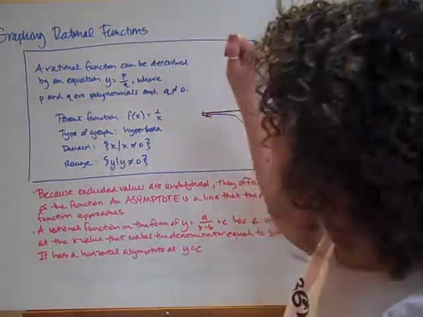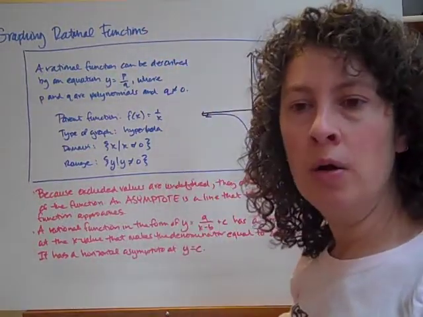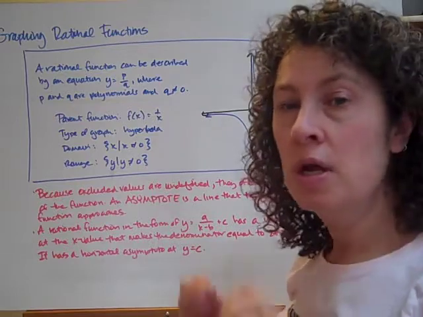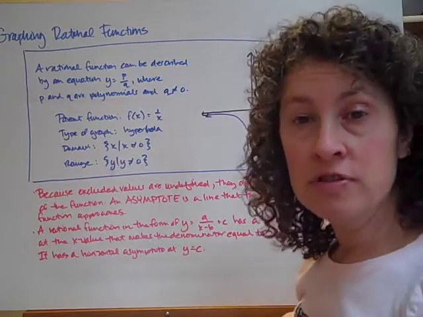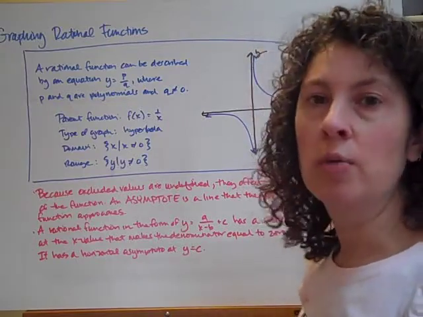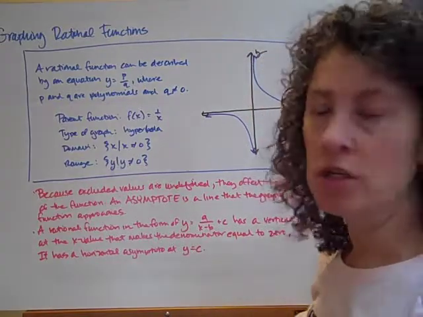Graphing rational functions. So we've talked about our excluded values in a rational function, those values that make the denominator equal to 0. Those also affect our graphs of rational functions a little bit. So let's take a look at what a graph of a rational function looks like.